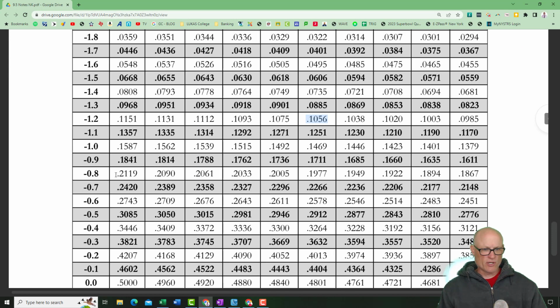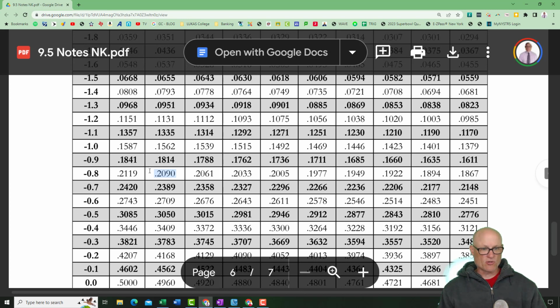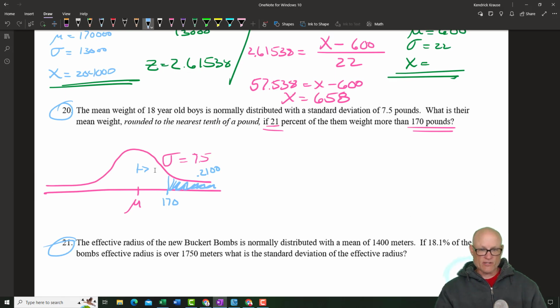This is 0.2119. This is 0.20. This one's a little bit closer. So this is 0.80, 0.81. So we get a z-score of 0.81. And we're going to take that 0.81 and set it equal to our observed value of 170 minus the mu, which is what we're looking for, divided by 7.5.